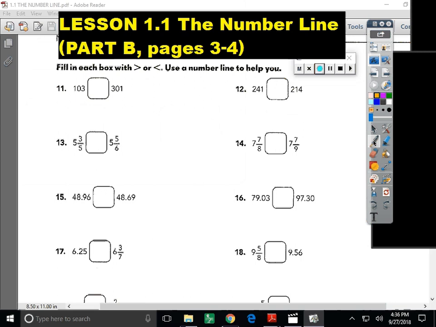This starts on page 3 of your homework assignment, your extra practice from lesson 1.1. If you look at this section, it says, fill in each box with greater than or less than. Use a number line to help you.